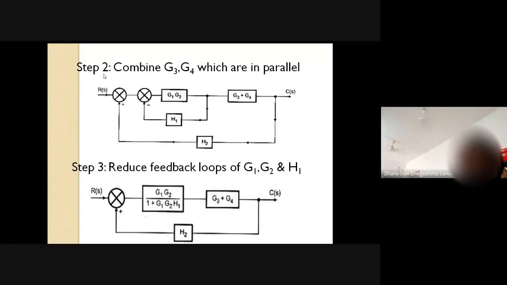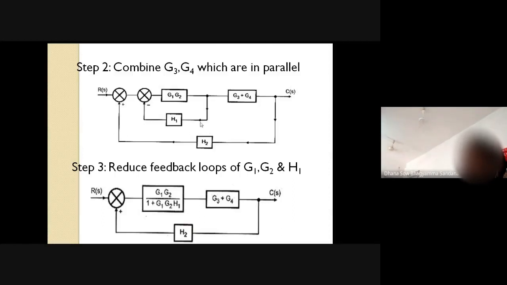So next, step 2: combining G3 and G4 which are in parallel. Simply add the gain values of those two blocks, so you will get G3 plus G4. Now it is a very simple and clear block diagram.